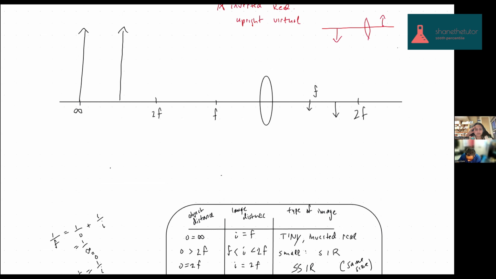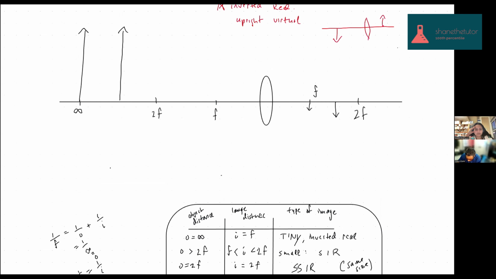Yeah, you will get same size, inverted real image. Okay. All right. Next, let's consider the object between 2f and f.